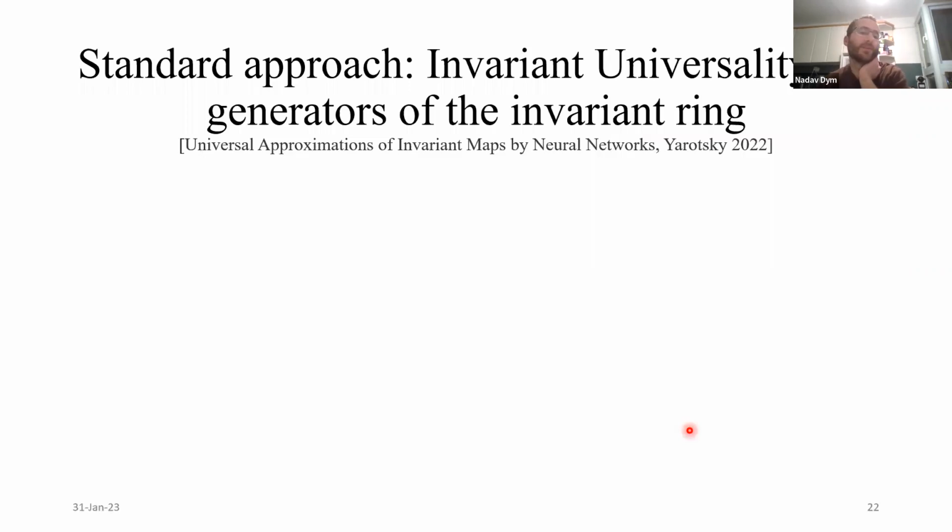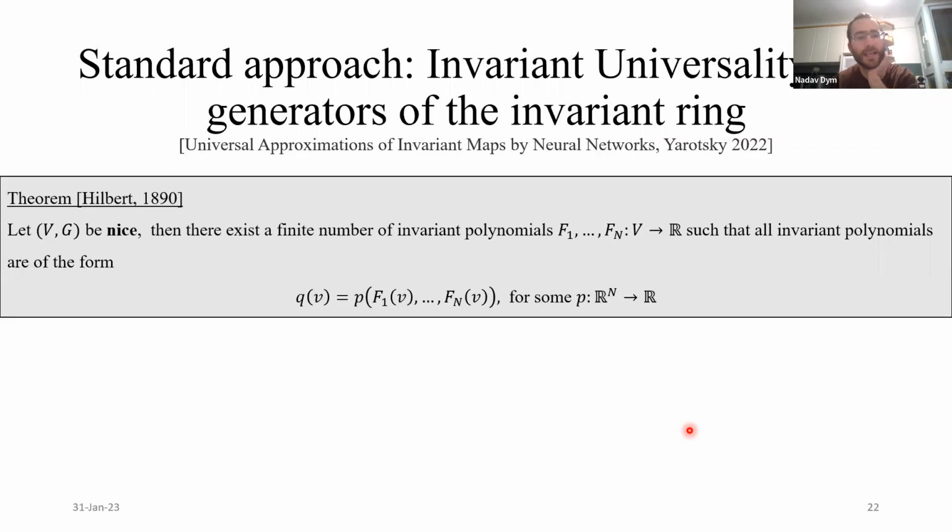Given these assumptions, the question we're asking is how can we characterize all continuous invariant functions for, in general, any nice (V, G) pair of group actions. The standard approach, which was formulated very nicely by Yarotsky, although it was also used by others, is to use a theorem by Hilbert, which says that if you have V and G which are nice, again, you can assume less, then there exists a finite number of invariant polynomials, F1 to Fn, such that all invariant polynomials are basically some polynomial function composed with these F1 to Fn. This means you can make any polynomial you want just by taking these n functions, multiplying them and taking linear combinations.